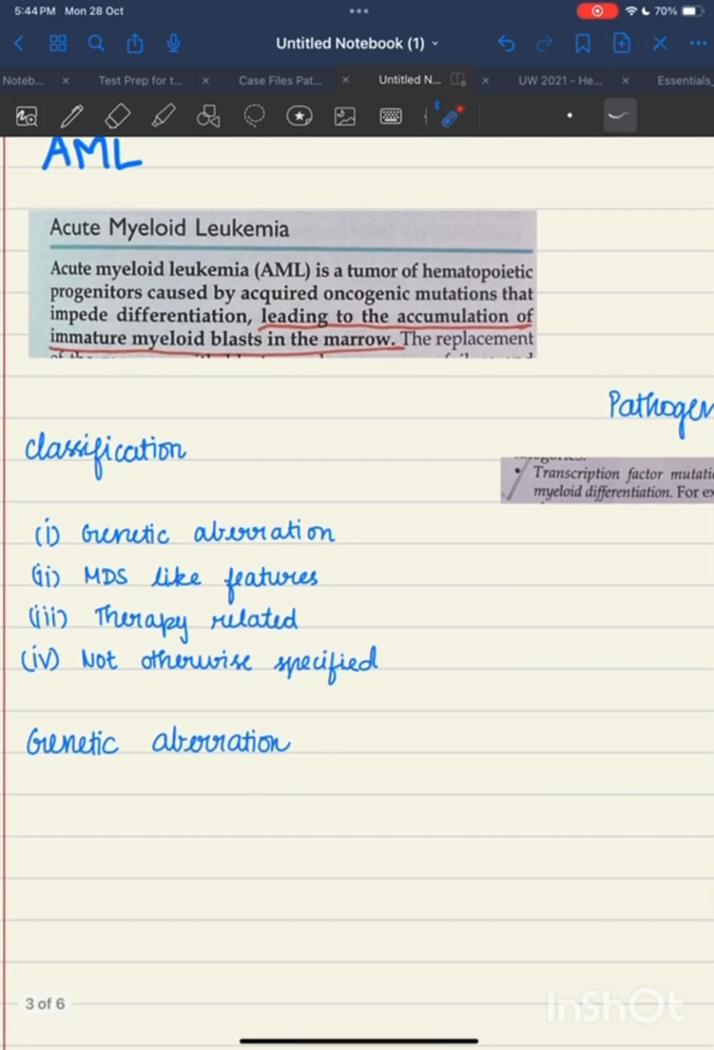Classification. It is broadly classified into four types according to WHO. According to WHO classification, it is broadly divided into four types based on genetic aberrations, MDS-like features (myelodysplastic syndrome-like features), therapy related, and not otherwise specified.